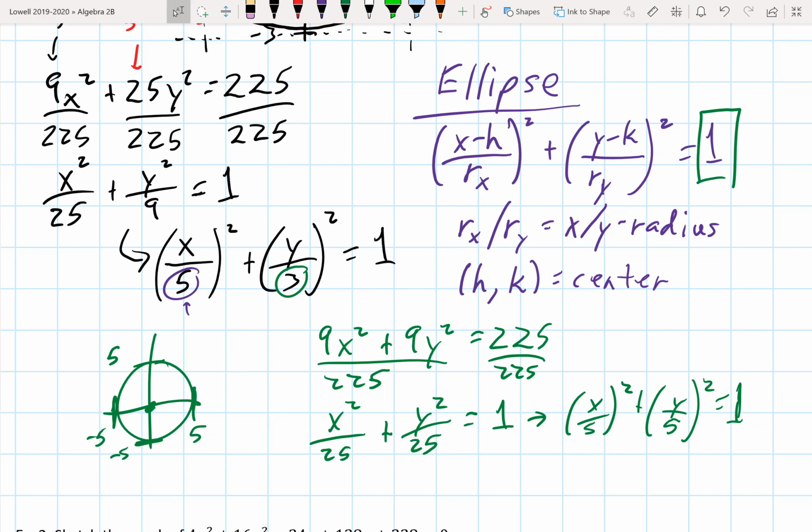If that wasn't enough to convince you, you might think of it like this. Instead of dividing by 225, if you had instead divided by 9, I'm running a little bit out of room here. If I divide everything by 9, you'll get x squared plus y squared is equal to 25. And that is probably the more obvious evidence that it is a circle.